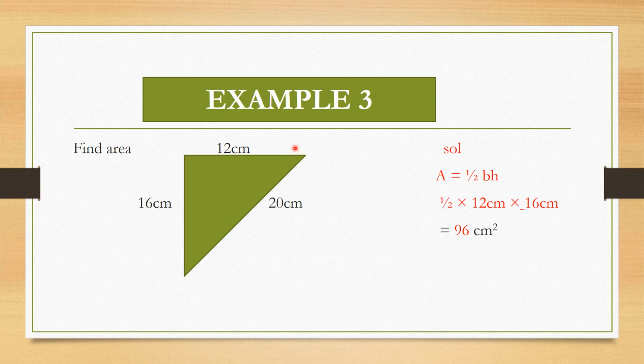Remember, always the longest side in a right angle triangle is what we call the hypotenuse. So hypotenuse is not used while you're finding area. Area is found by the two shorter sides, that is the base and the height. So this can be your base, and this one, it is your height.